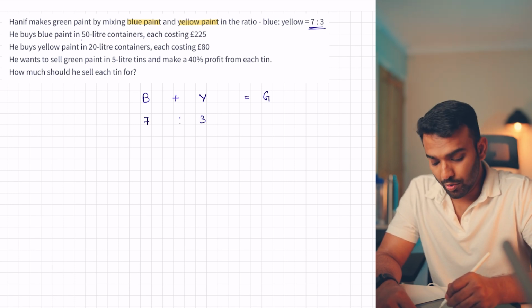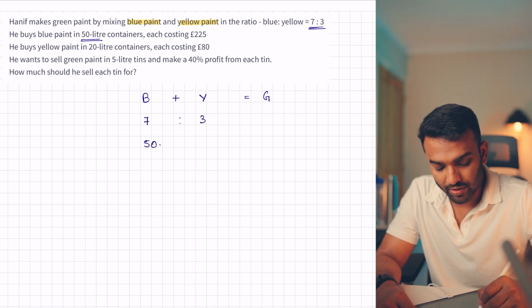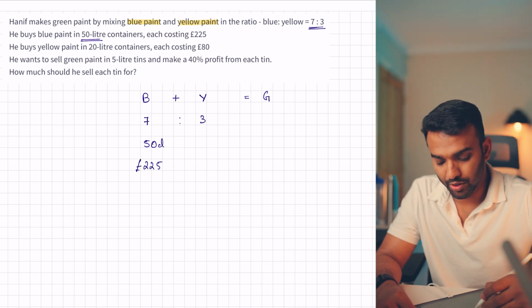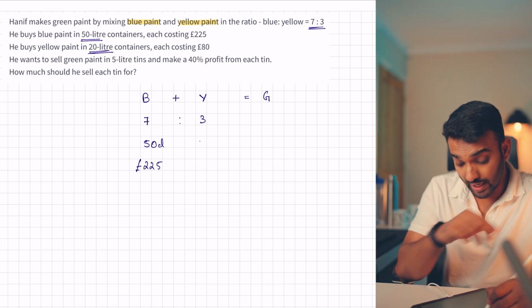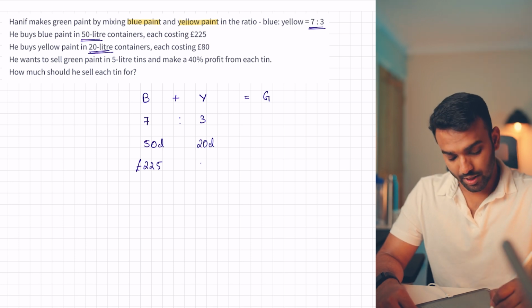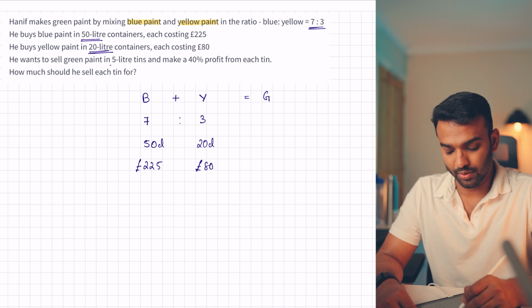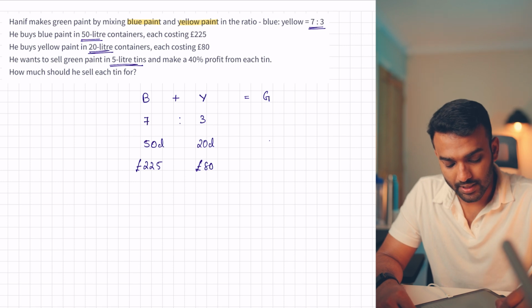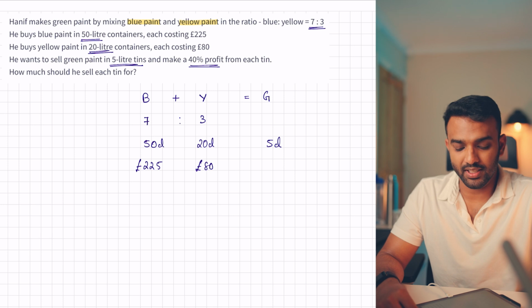He buys the blue paint in 50-liter containers. So this is only available in 50 liters, each costing him 225 pounds. He buys yellow paint available in 20-liter containers, each costing 80 pounds. Okay, he wants to sell the green paint in 5-liter tins. That's the clue here. This comes in 5-liter tins and makes a 40% profit.